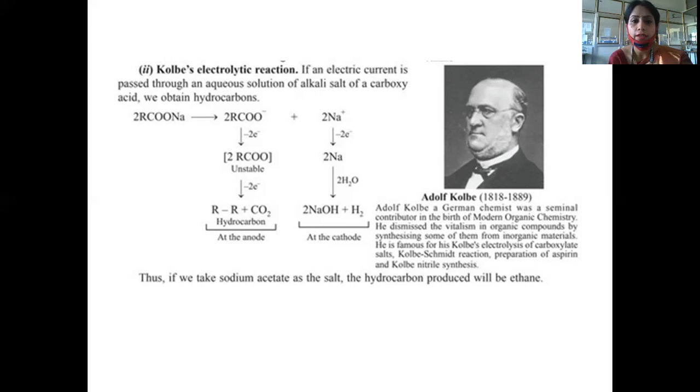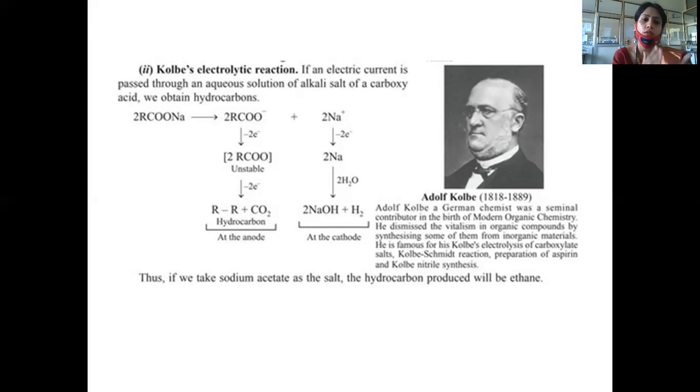Kolbe tried this experiment: if an electric current is passed through an aqueous solution of alkali salt of a carboxylic acid, then we obtain the respective hydrocarbon. RCOONa breaks as RCOO minus and Na plus. Na plus, on electrolysis, gets reduced, and with the reaction with H2O, it forms NaOH and releases hydrogen gas. This reaction occurs at the cathode end.